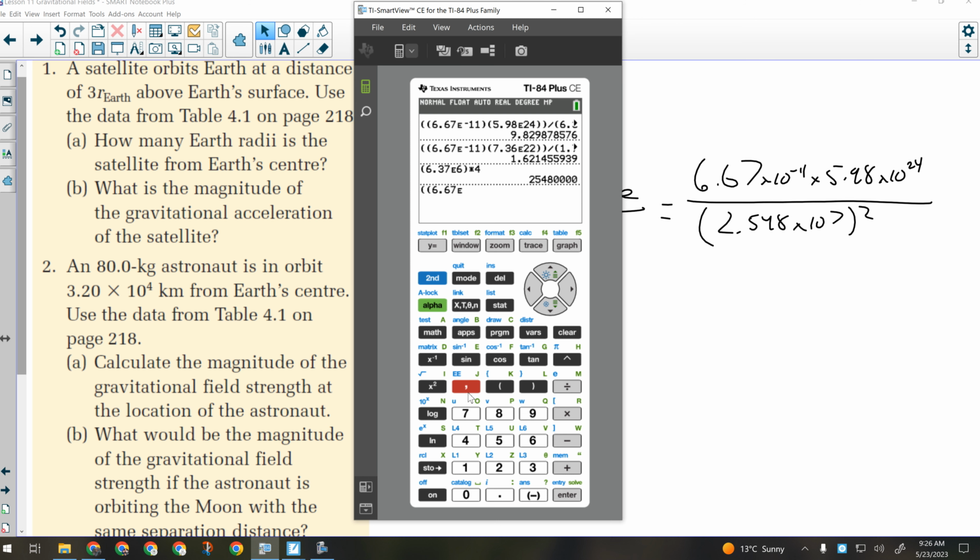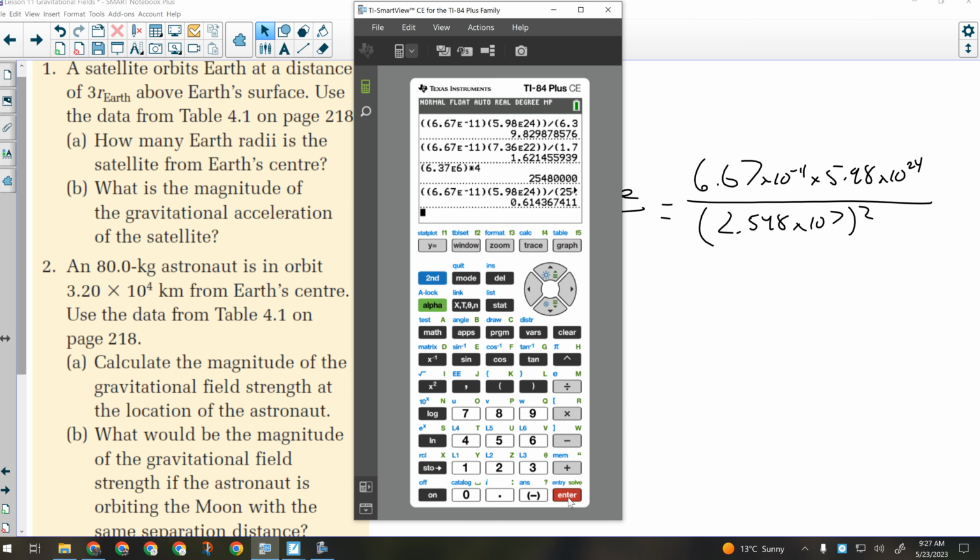6.67 E negative 11, 5.98 E 24, divided by that number squared. So we get 0.614 newtons per kilogram or meters per second squared, either way.